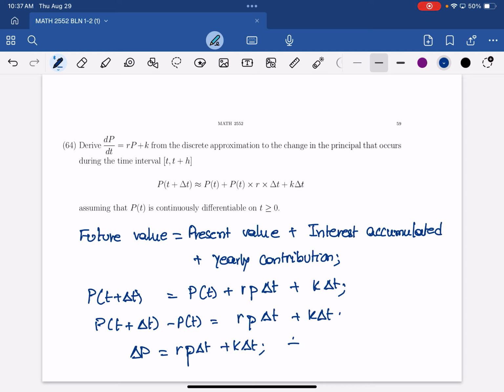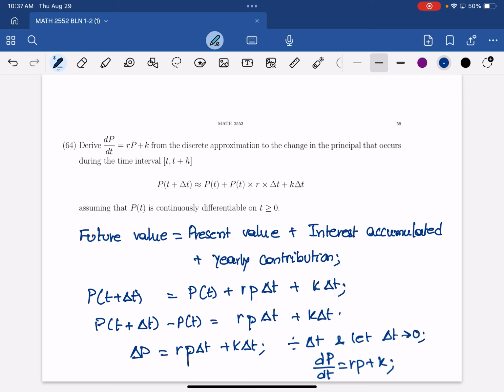So divide by delta t and let delta t go to 0, because you all studied calculus. That's the next thing that you want to do. You would get something like dP/dt equals Rp plus K, right? Rp plus K. It's very consistent with your tank problem. dP/dt is the change of amount with respect to time in your account.